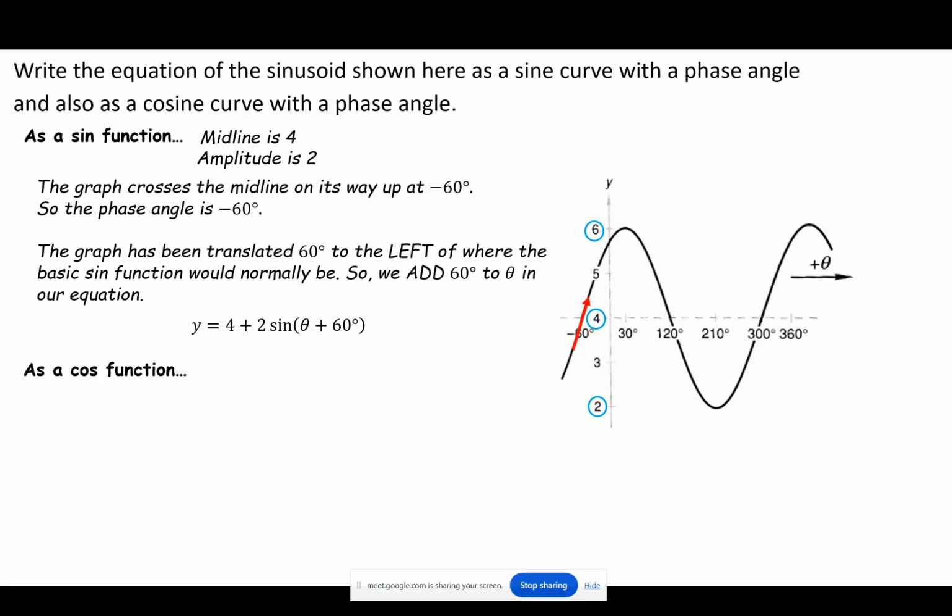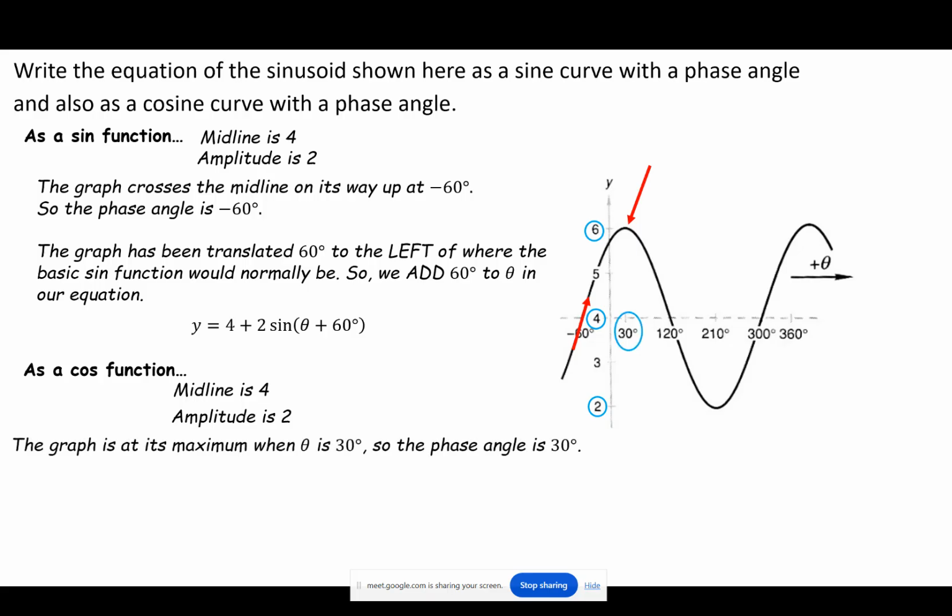Okay? If I want to write this graph as a cosine function now, the midline is still 4, hasn't changed. The amplitude is still 2, that hasn't changed. But we're not looking now at where the graph crosses on its way up. We're looking at the maximum of the graph, the top of the hill. Where is that happening on the x-axis? That is happening here at 30 degrees. So the graph is at its maximum when theta equals 30.